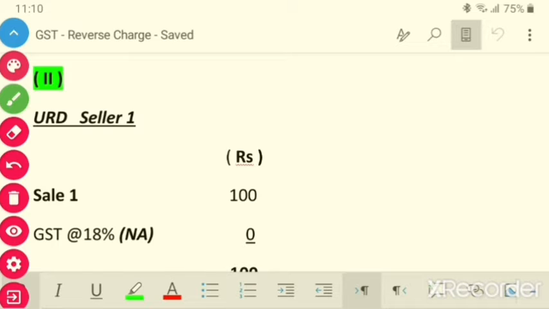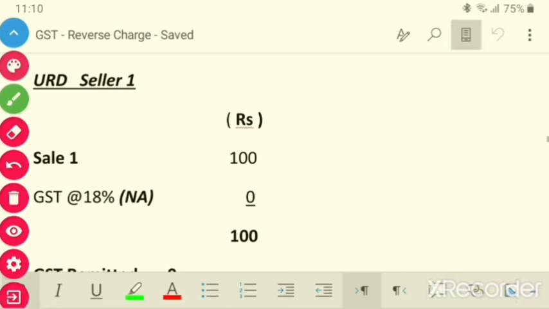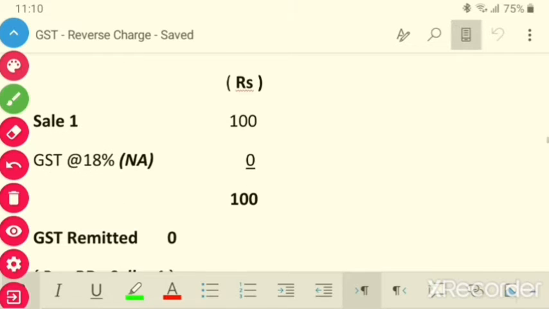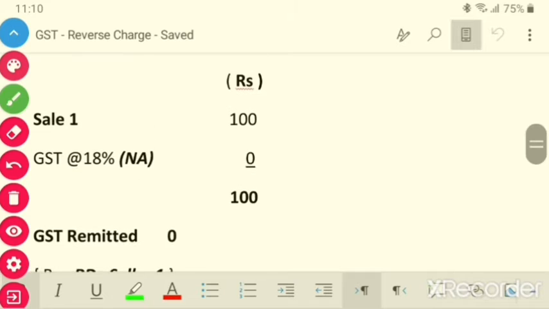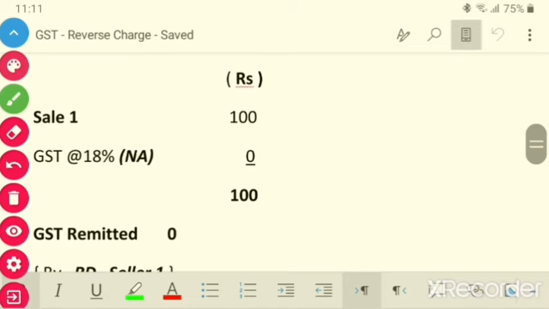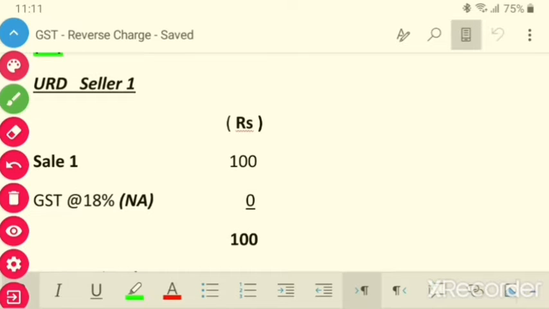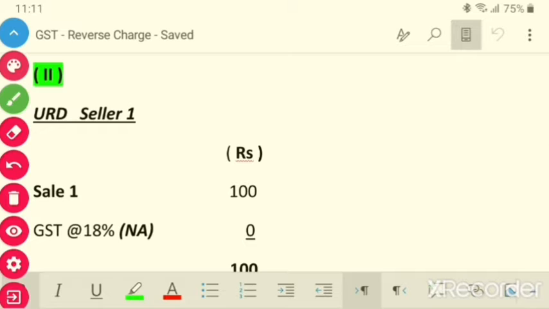Okay, now that unregistered dealer will sell at 100 rupees. How much GST will he collect? GST is not applicable. So GST collected 0, paid to the government 0. So GST remitted 0. What is the sale value? With tax, without tax, it is the same, that is 100. There is no GST here. Why? Unregistered dealer. We are talking about case 2.